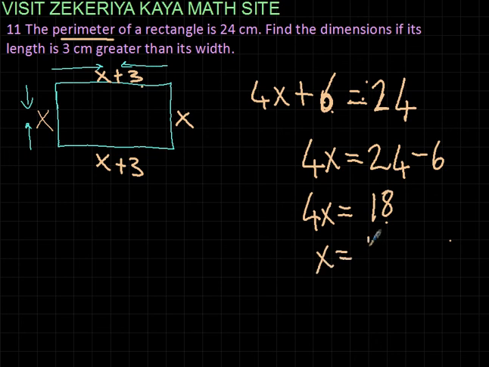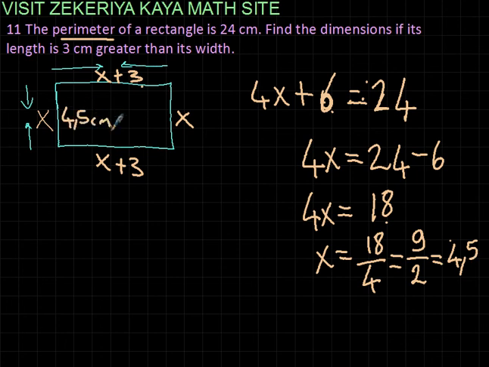Then x is equal to 18 over 4. How can we simplify this? We can simplify it by 2. 9 over 2. If I write it as a decimal number, what is half of 9? Half of 9 is 4.5. So x is 4.5. That means its width is 4.5 centimeter. Its length is 4.5 plus 3 makes 7.5 centimeter. Okay? The result can be a rational number.